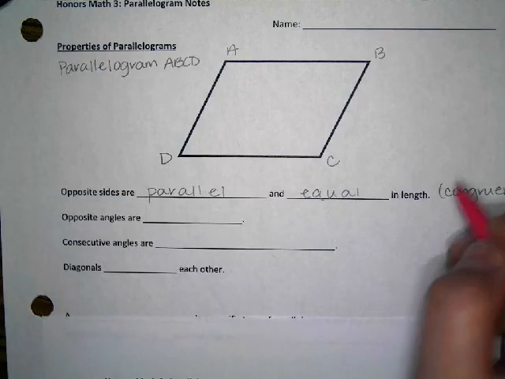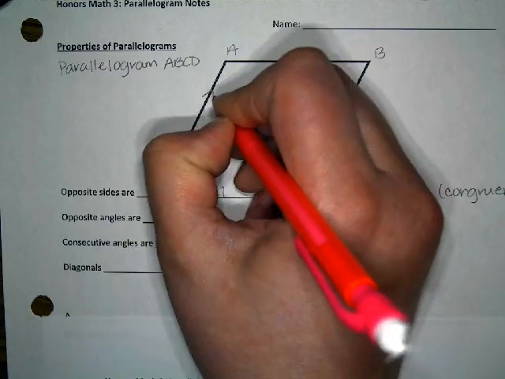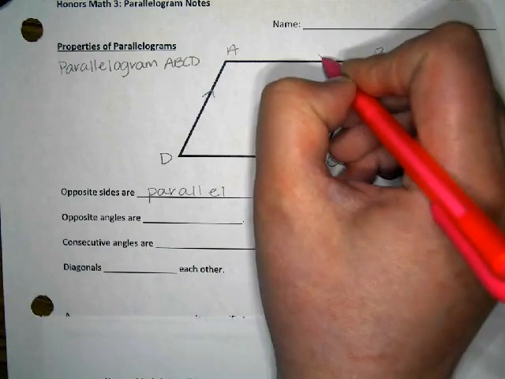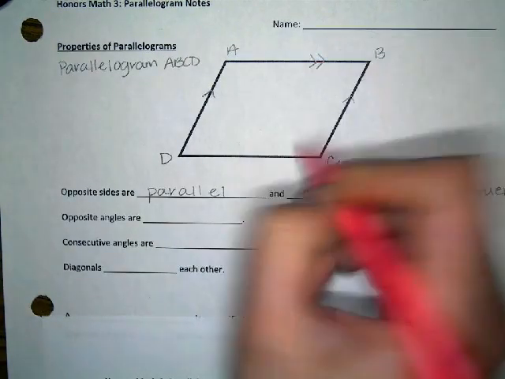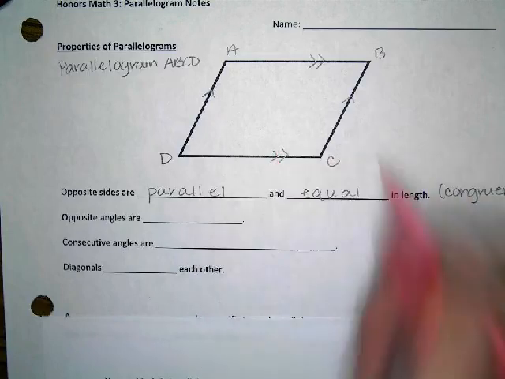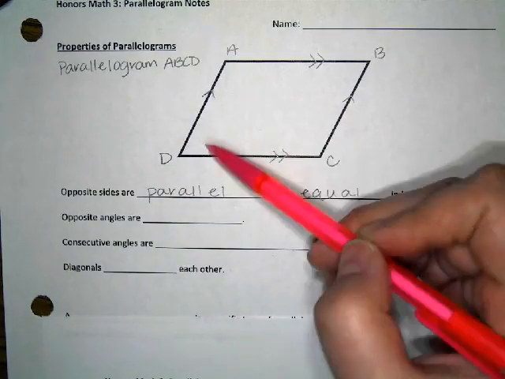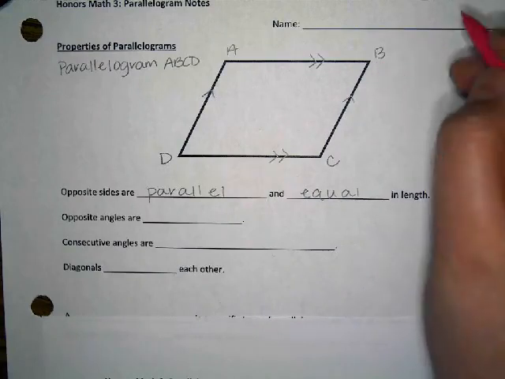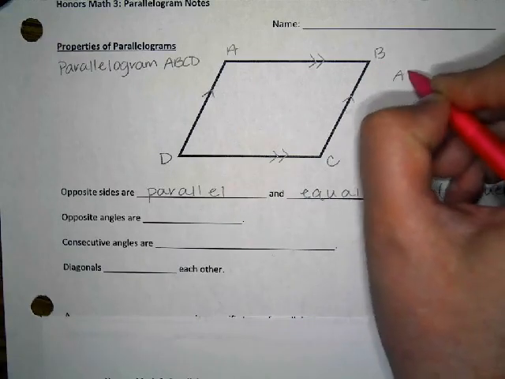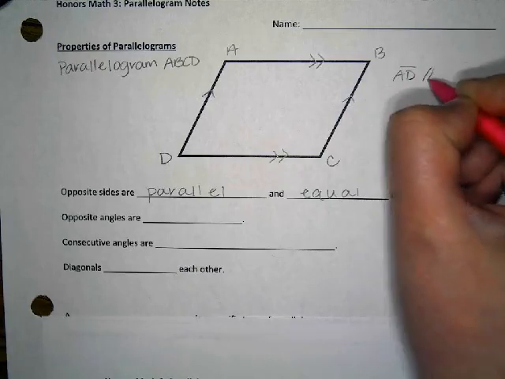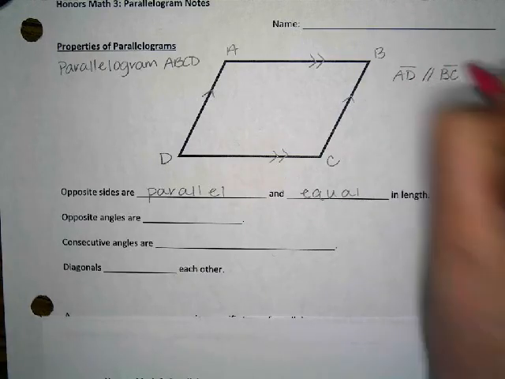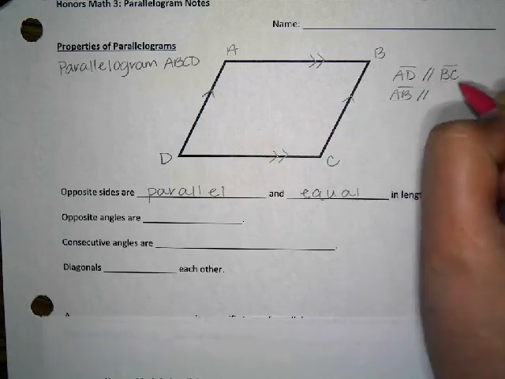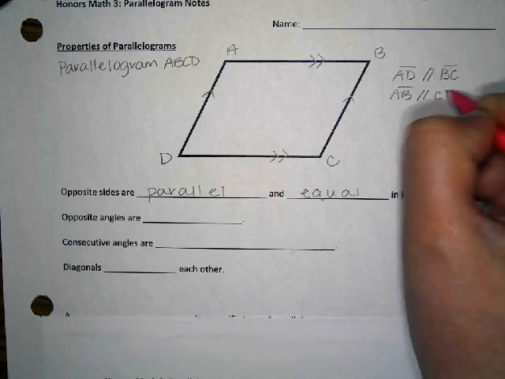So the symbol that you're going to see in a picture that means parallel, you're going to see these little lines. That means that those two sides are parallel. To show that different sides are parallel, you're going to see two of those lines. So side AD is parallel to side BC. AD is parallel to BC. AB is parallel to CD.